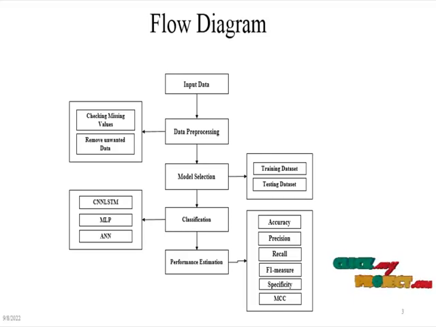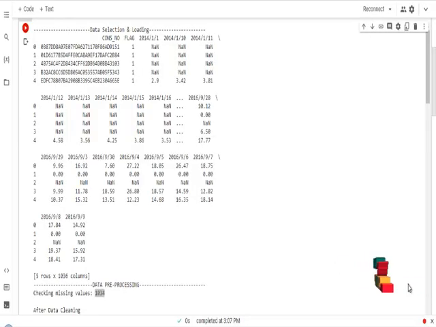Then after splitting, we directly apply the classification method. In classification, we are using three different types of algorithms: convolutional neural network with long short-term memory, multi-layer perceptron, and the final proposed algorithm, the artificial neural network algorithm. The algorithms are applied to train on the anomaly energy theft dataset and find the result in terms of accuracy, precision, recall, F1 measure, specificity, and Matthews correlation coefficient. The program was successfully executed in Google Colab.